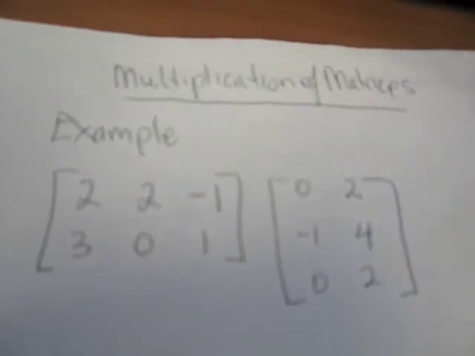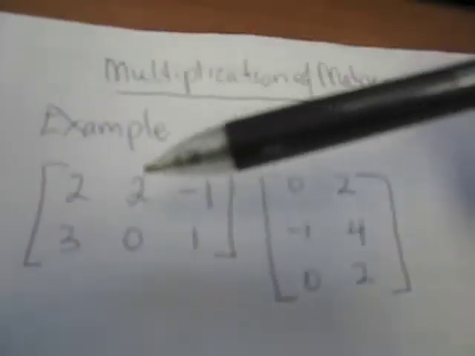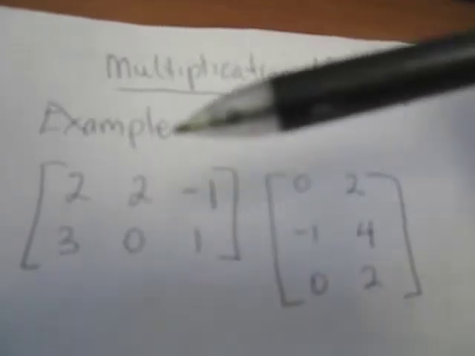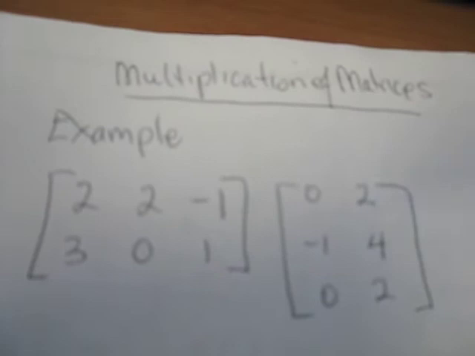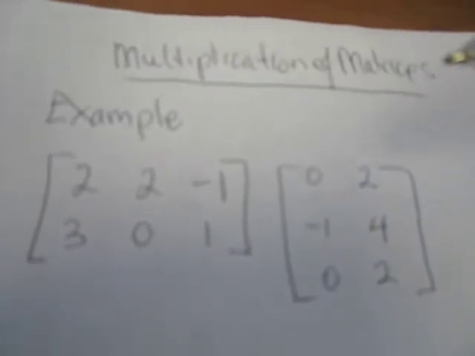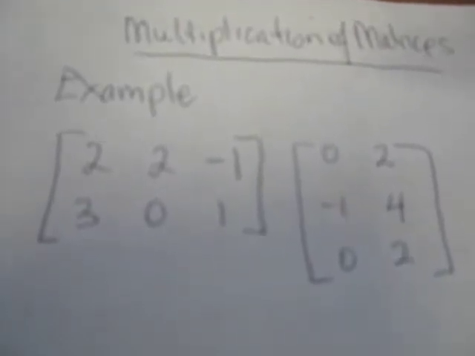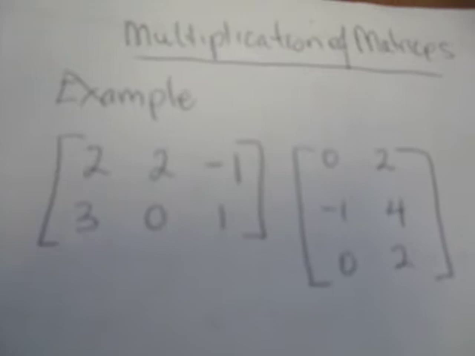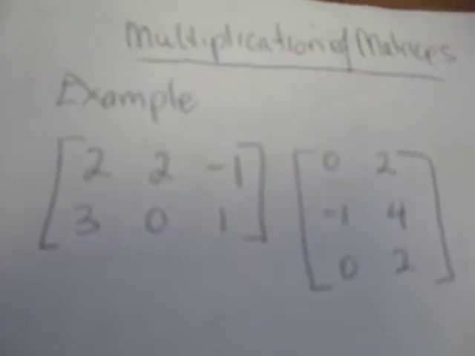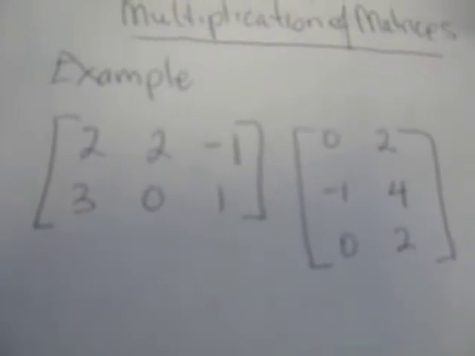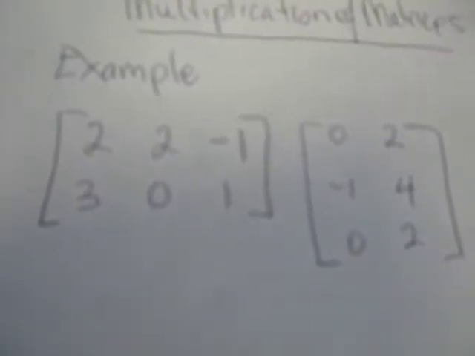Okay, in this example we want to demonstrate how to multiply two matrices. Now the multiplication of matrices is very important in a lot of different applications, so it's very important to be able to do this very accurately. Now the thing to remember about the multiplication of matrices is that only certain sizes of matrices can be multiplied, and the order of multiplication is very important.